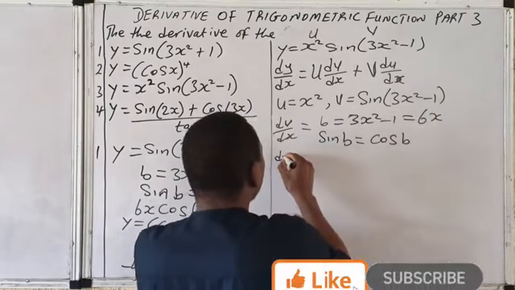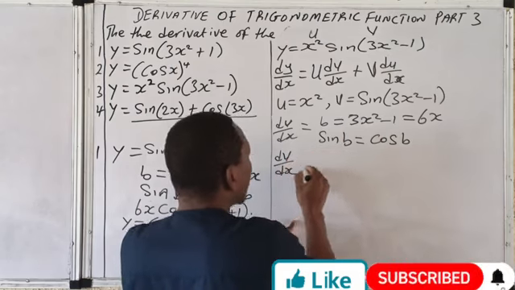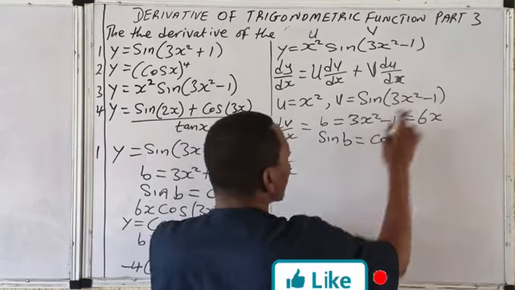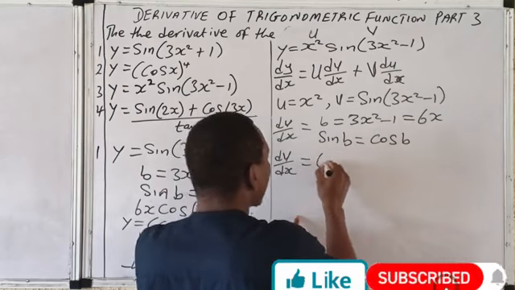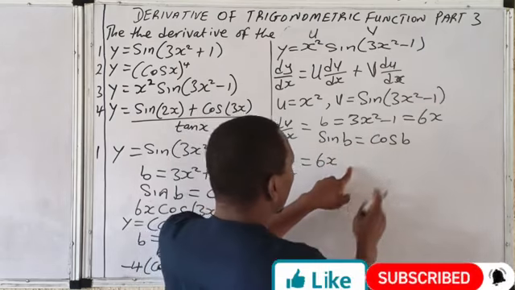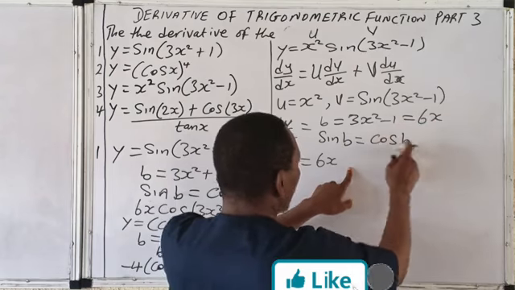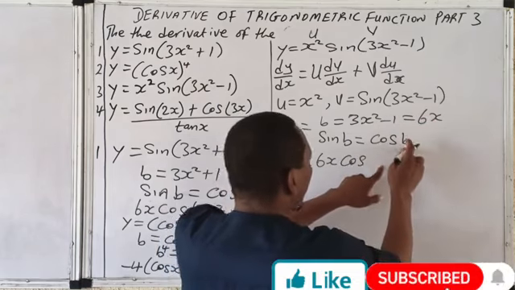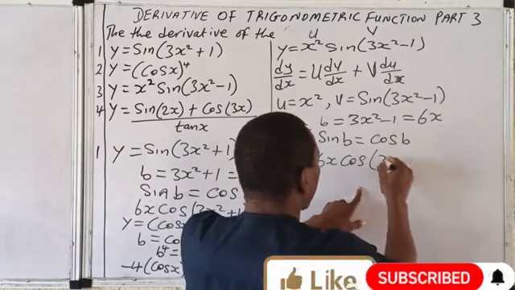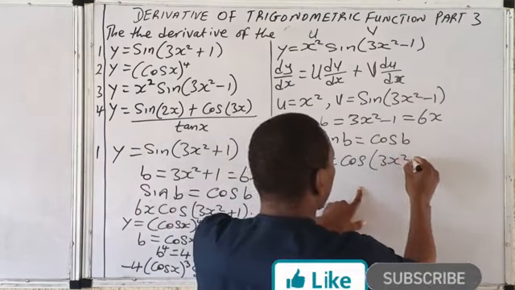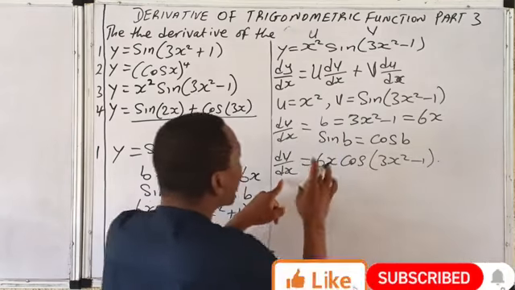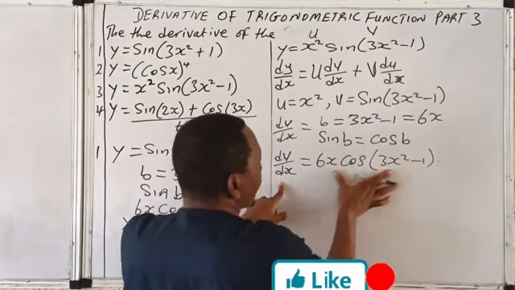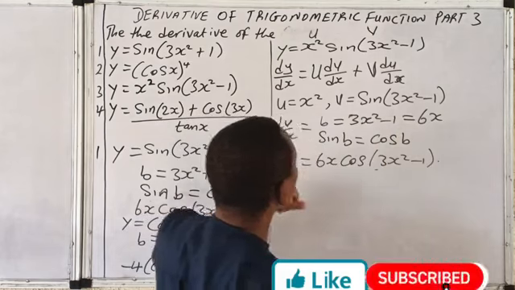So, dv/dx, that means I'm differentiating. The differentiation of this is actually 6x, which is this. I'm going to combine cos b. What is b? b is bracket 3x squared minus 1. So this is the differentiation. Now, what is the last thing you are supposed to differentiate?